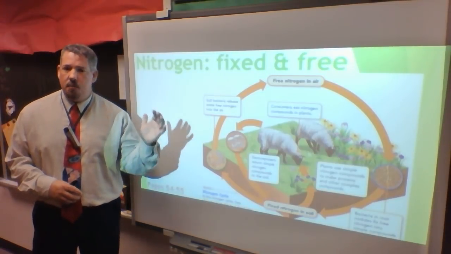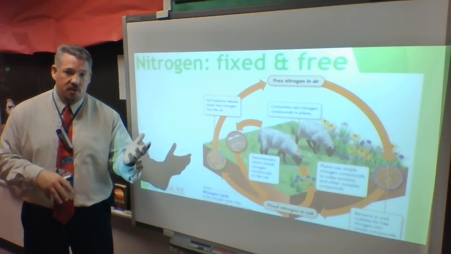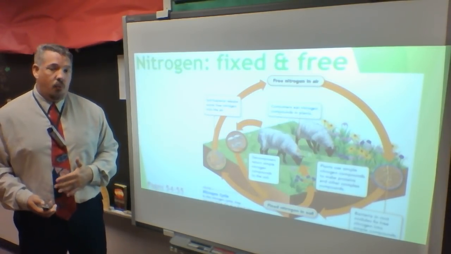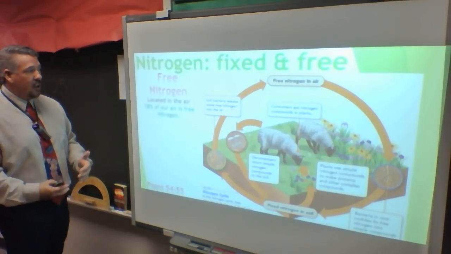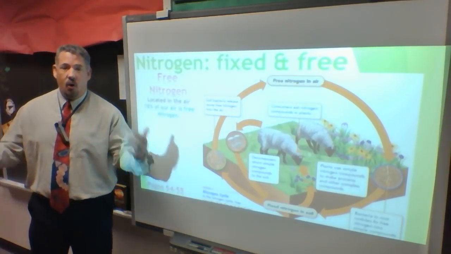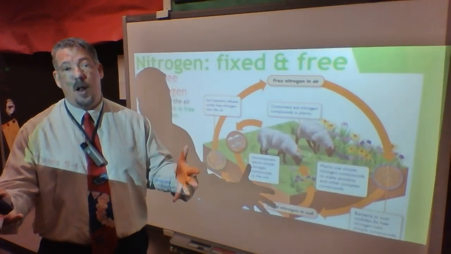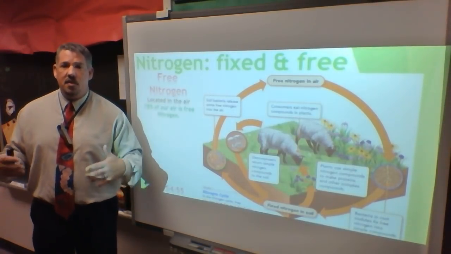And the nitrogen isn't being exchanged with something else, like the oxygen is exchanged with carbon dioxide and vice versa. There are two different forms of nitrogen. Nitrogen is either in what is called a free state or a fixed state. Now, if it's in the free state, that means it's in the air around you. You're breathing in nitrogen right now, as long as you're breathing. If you're not breathing, then we got a problem. But 78% of the air around you is nitrogen.